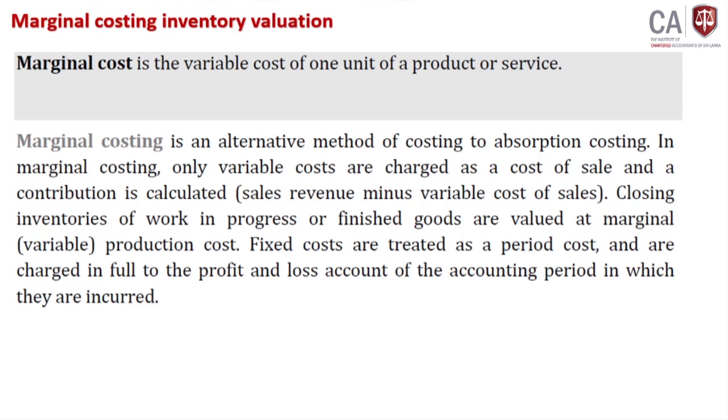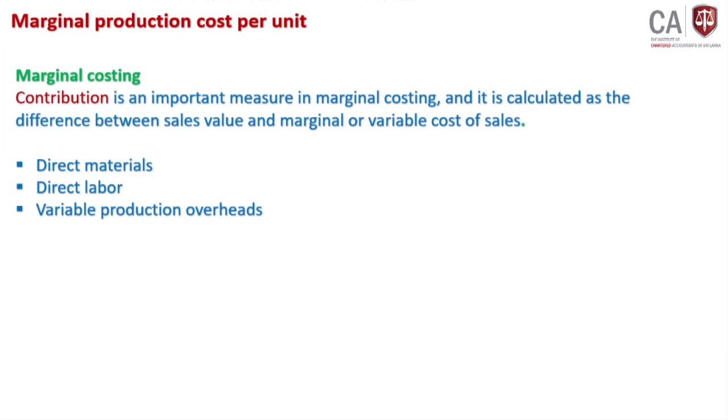Fixed cost is treated as what? Period cost, right. Period costs you charge to the financial period, in full to the profit and loss account of the accounting period in which they were incurred. So whatever fixed production overhead cost you incurred during that period, you will charge to P&L irrespective of absorbing it into units of output, right. That is marginal costing. Marginal production cost per unit, how do you calculate?